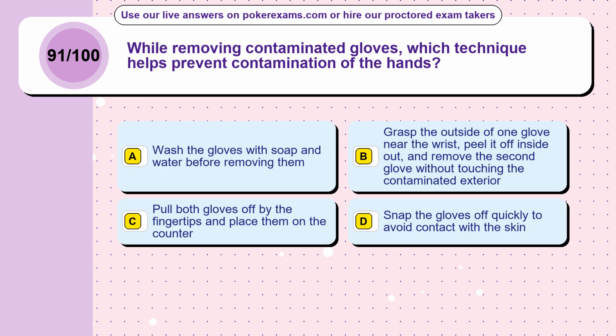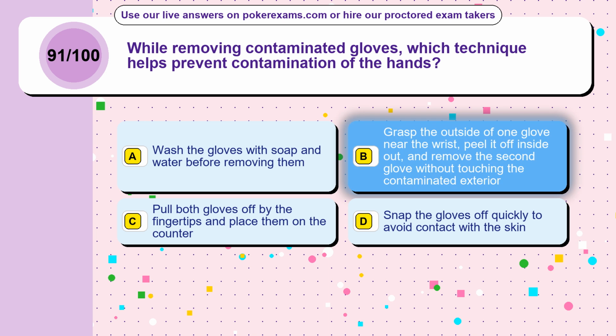Question 91. While removing contaminated gloves, which technique helps prevent contamination of the hands? Option A. Wash the gloves with soap and water before removing them. Option B. Grasp the outside of one glove near the wrist, peel it off inside out, and remove the second glove without touching the contaminated exterior. Option C. Pull both gloves off by the fingertips and place them on the counter. Option D. Snap the gloves off quickly to avoid contact with the skin. The correct answer is option B.